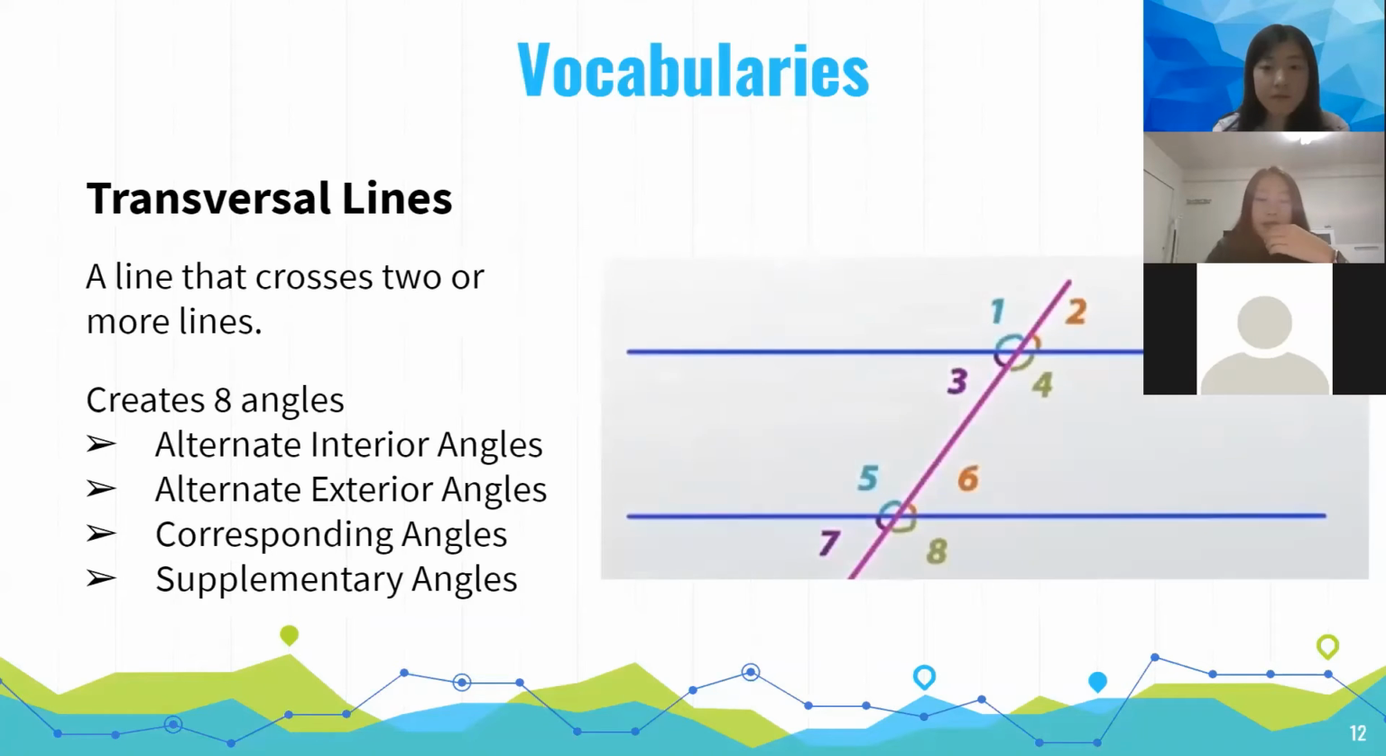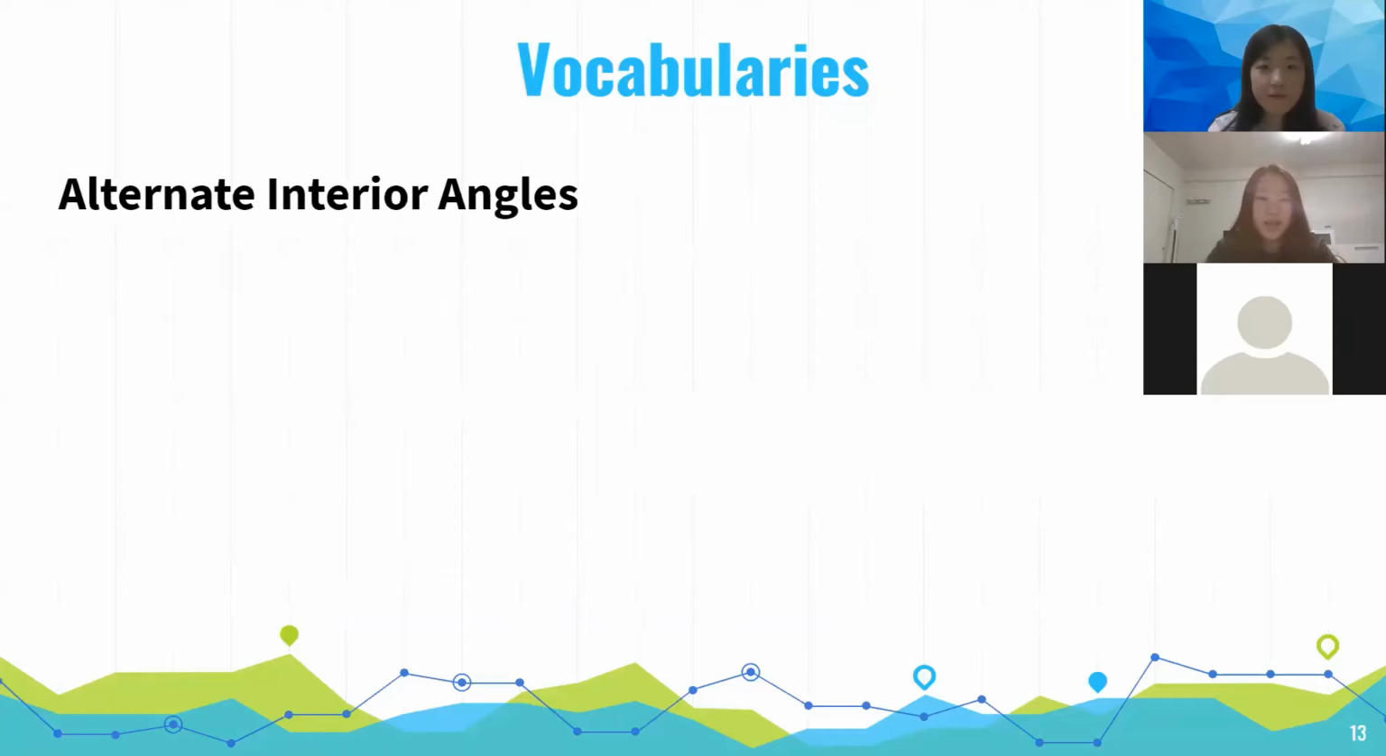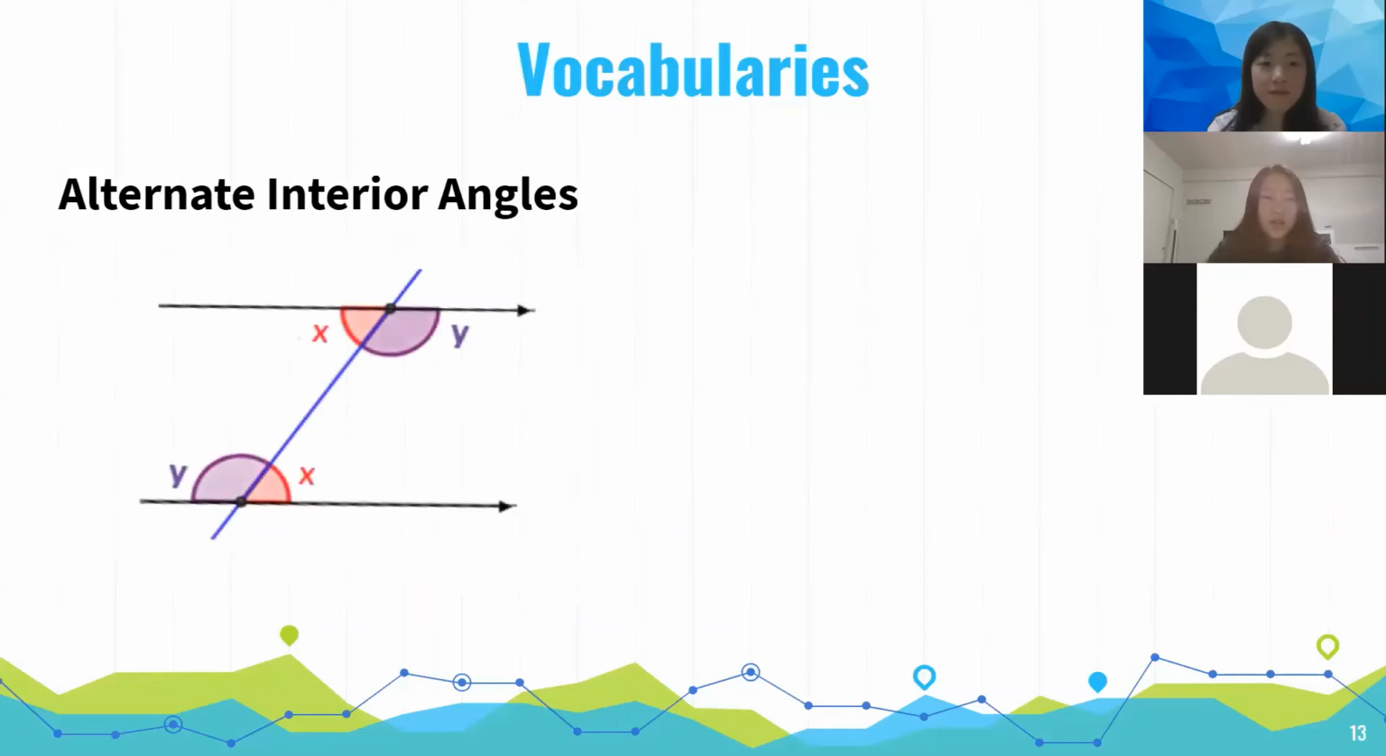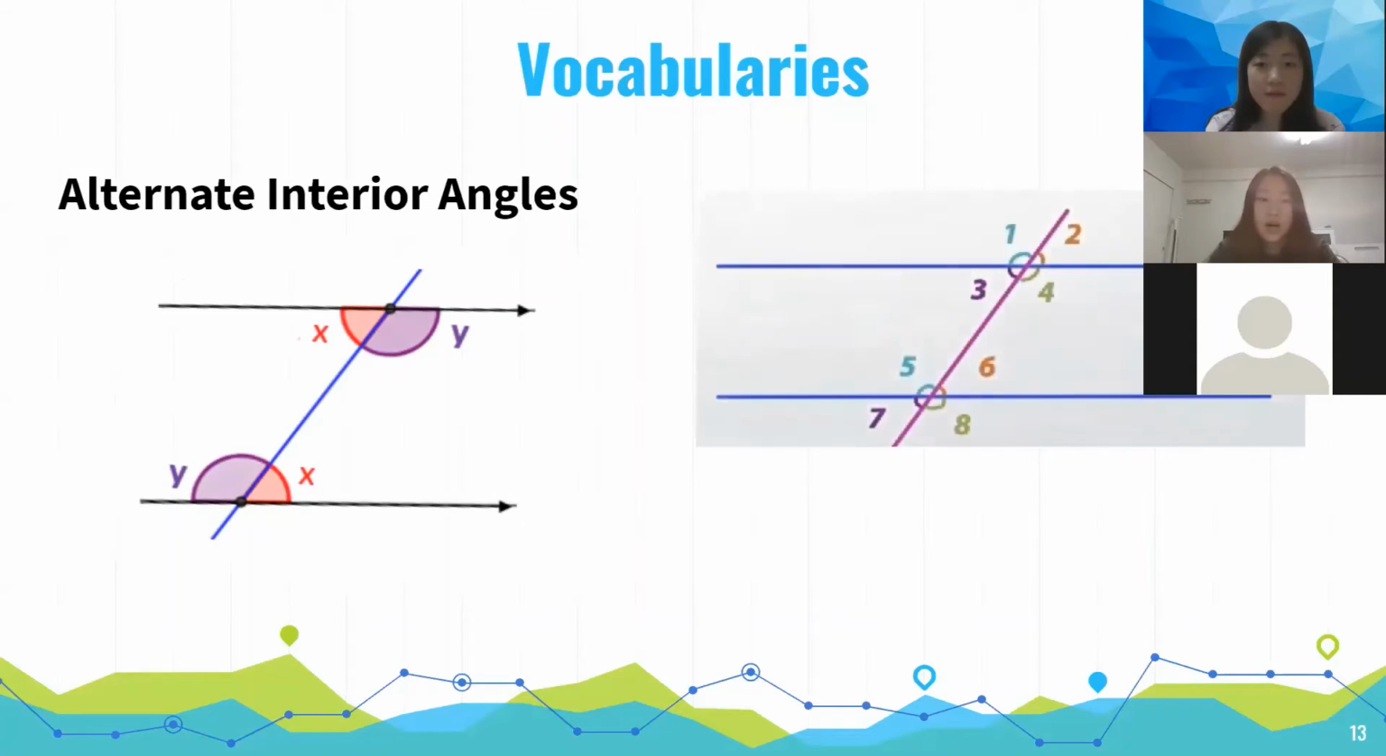Okay, these are called transversal lines. Basically, it's two parallel lines, but then another line comes and intersects them. So it creates 8 angles, as you see, and there are some new vocabulary words we're going to learn. Go on to the next slide. Okay, so the first one is alternate interior angles, which are the angles inside the lines, which are 3, 4, 5, and 6, if you see.